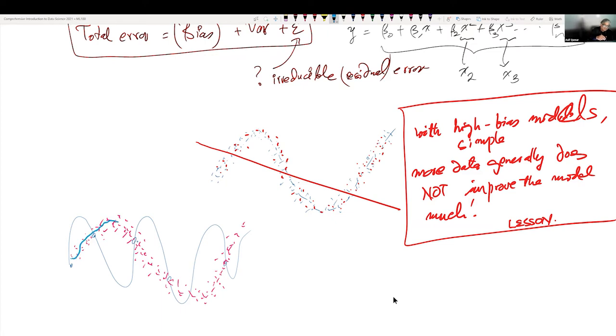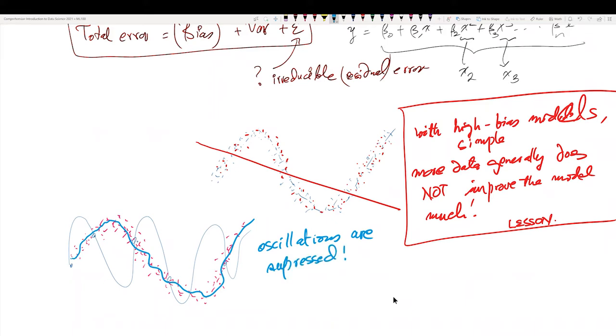It will still wobble. It is still wiggling, but it is wiggling much closer to the data. The oscillations are suppressed. How are the oscillations suppressed? Because it will still need those 4 bends or 8 bends. Those bends are smaller. Those 8 bends are much smaller.